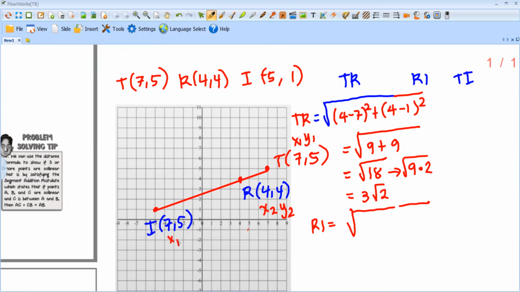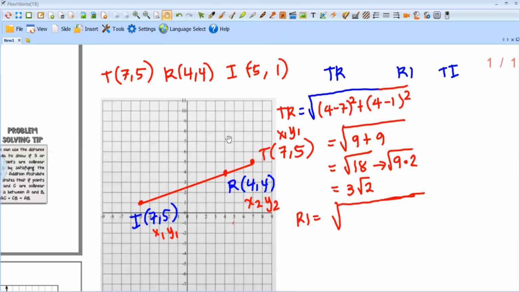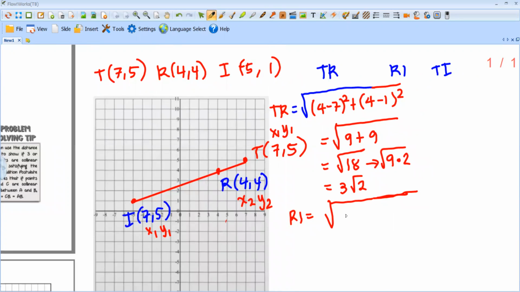So let us say this is x sub 1, y sub 1. Even if these are interchanged, you have to make sure that you are using the right points. There is no problem if this should be x sub 2 and y sub 2. So x sub 2 is 4, and x sub 1 is 7, and y sub 2 is 4, and y sub 1 is 5. You have to square.